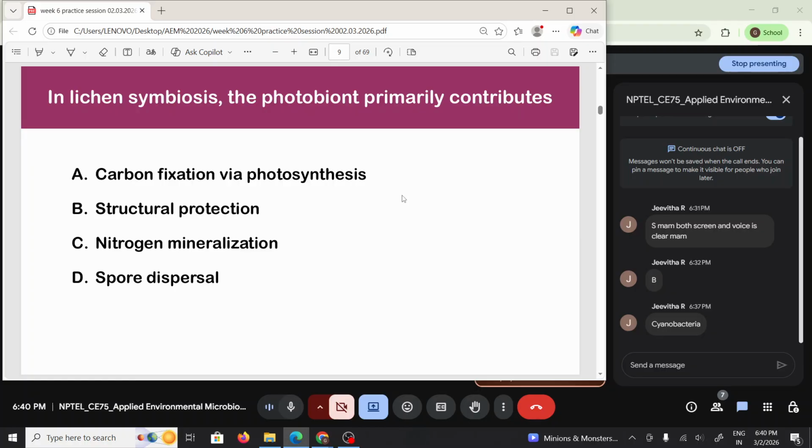Okay, so based on whatever I told in lichen symbiosis, the photobiont primarily contributes to what?